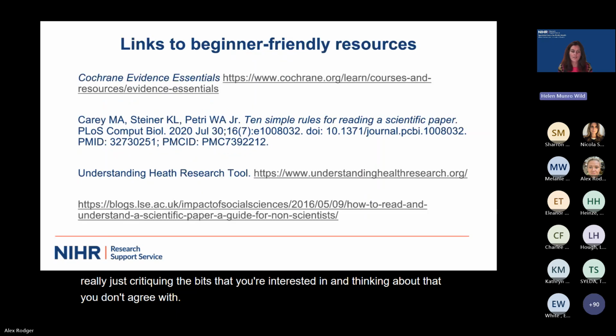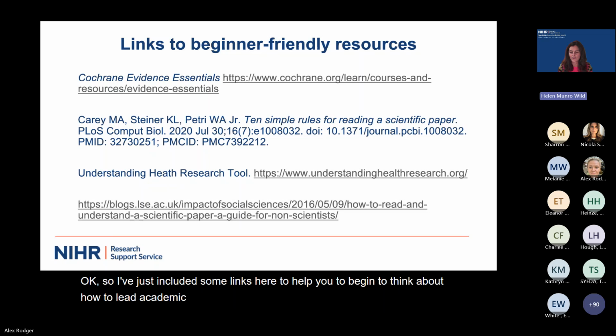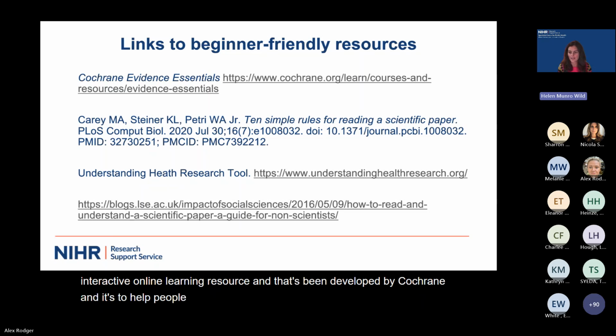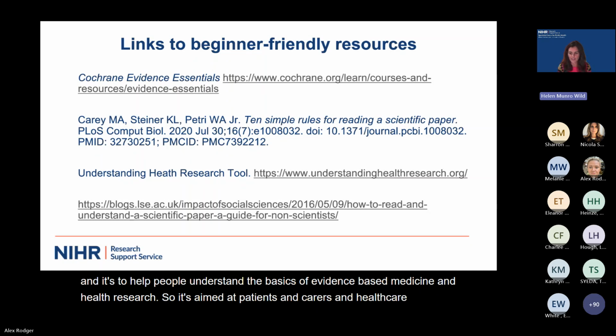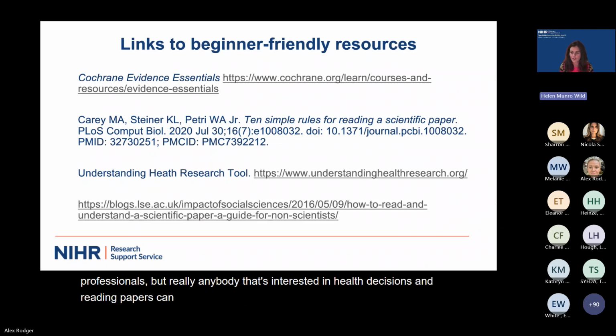Great. So I've just included some links here to help you to begin to think about how to read academic papers. The Cochrane Evidence Essentials is a free interactive online learning resource that's been developed by Cochrane. It's to help people understand the basics of evidence-based medicine and health research. So it's aimed at patients and carers and healthcare professionals, but really anybody that's interested in health decisions and reading papers, clinical trials and systematic reviews. That's freely available from the website.